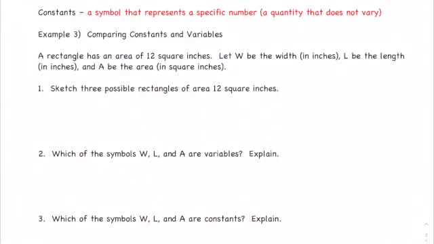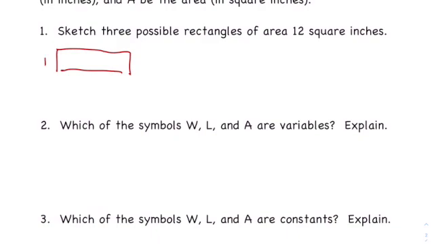The next thing we are talking about is called the constant, a symbol that represents a specific number, a quantity that does not vary. That means it does not change. Example 3, compare constants and variables. A rectangle has an area of 12 square inches. Let W be the width in inches, L be the length in inches, and A be the area in square inches. Number 1, sketch 3 possible rectangles of area 12 square inches. I want you to draw the rectangles and just label them. I'm going to do 1 on one side and 12.